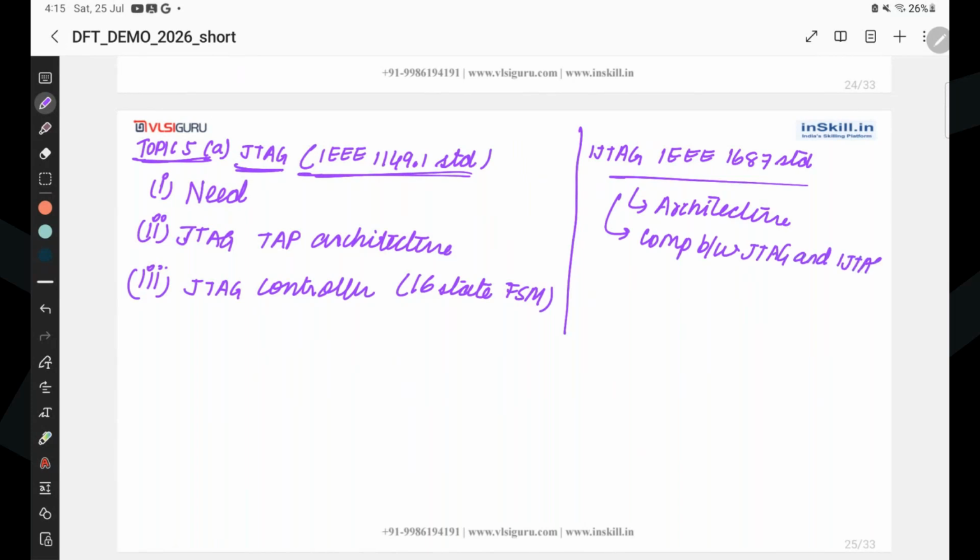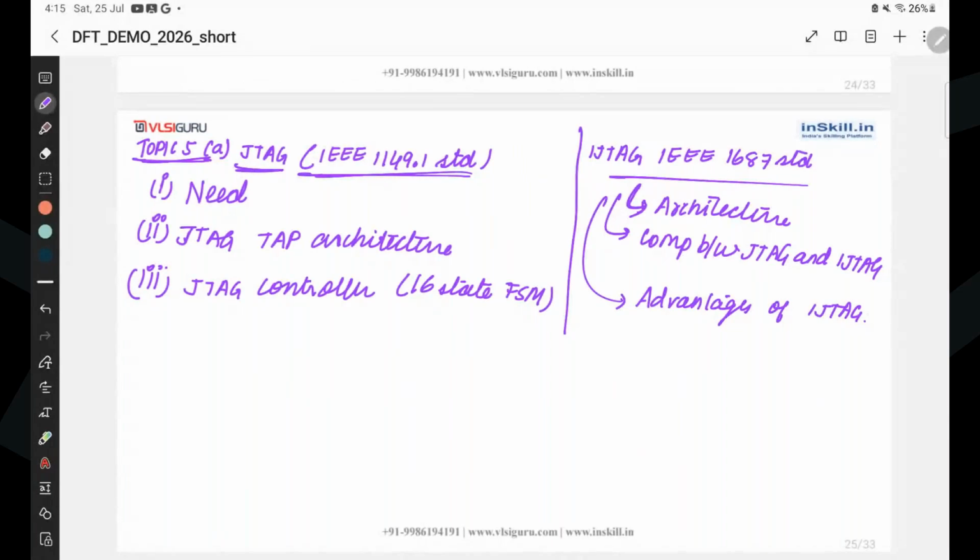Okay. So what are the advantages of IJTAG? These things we will understand. So IJTAG is IEEE 1687 standard. We will be understanding what is the architecture of it, what is the comparison between JTAG and IJTAG, and what are the advantages of IJTAG. All these things we will be discussing in the course.